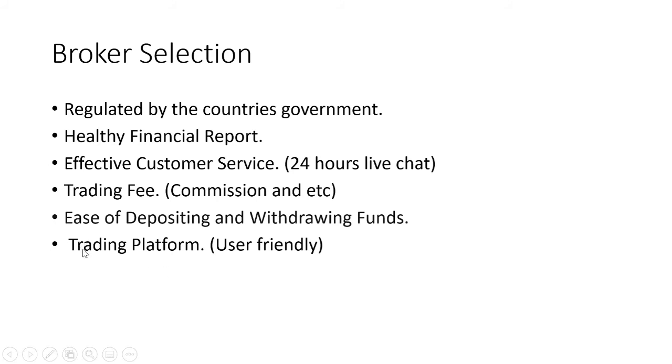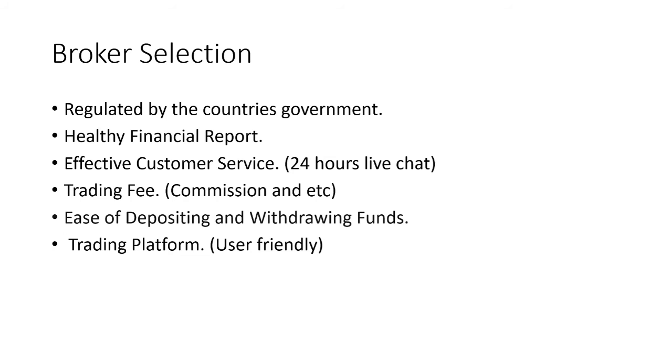Then after that, you have to ensure the trading platform is user friendly, because you're going to use it every day or very frequently. You don't want to have trouble with the trading platform. So these are the most basic six criteria that I feel you must have in selecting the broker.